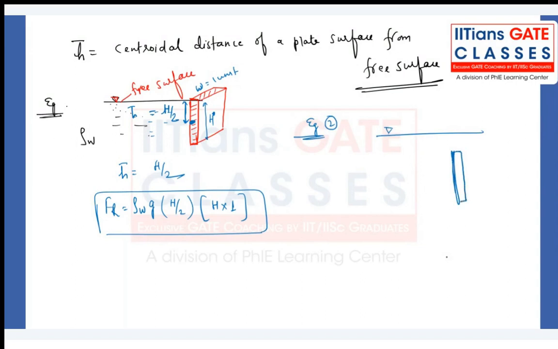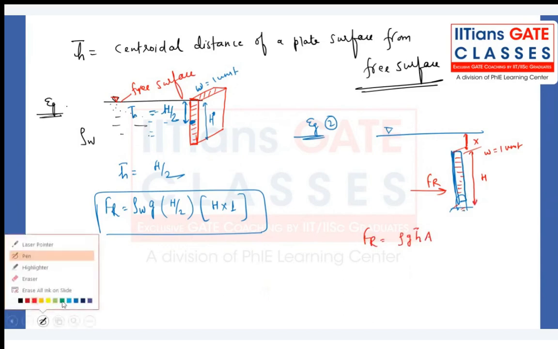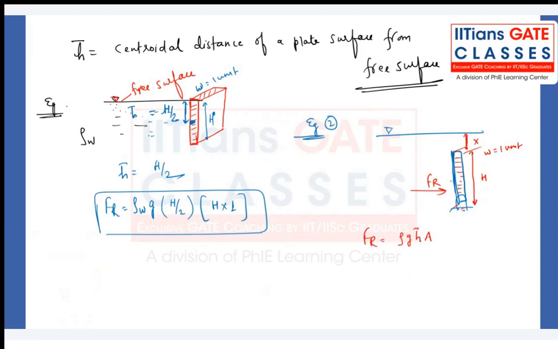For example, there is a plate which is hinged from the bottom, right? And there is some gap from the top surface to the free surface. Same height, same width, I'm assuming as one unit, right? So now in this plate, if I want to measure the hydrostatic force, then hydrostatic force will be rho g into h bar into area. Now, what will be my h bar in this one? Centroidal distance of a particular plate from a free surface. What is the centroidal distance, my friend?